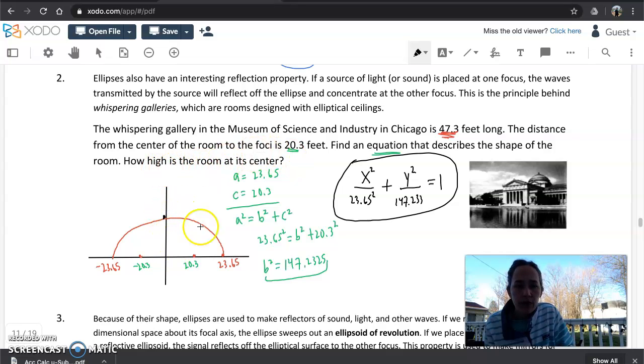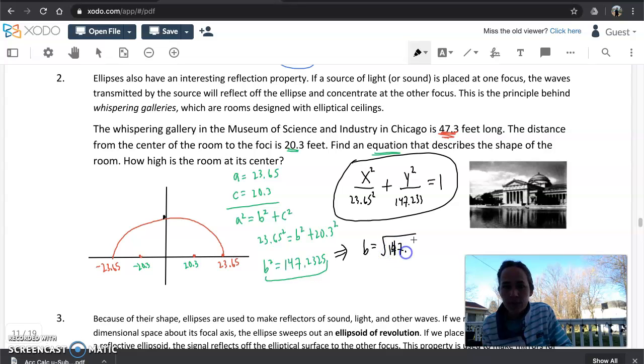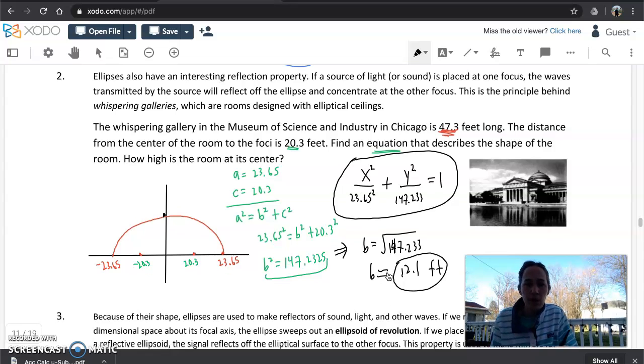How high is the room at its center? Well, once we got the B distance, that'll help us with the height of the room, right? The half of the length of the minor axis. So use B to get this answer. B is going to be about the square root of 147.233, and B is roughly 12.1, rounding to the nearest tenth at the end. So the Whispering Gallery is about 12.1 feet tall using the model.